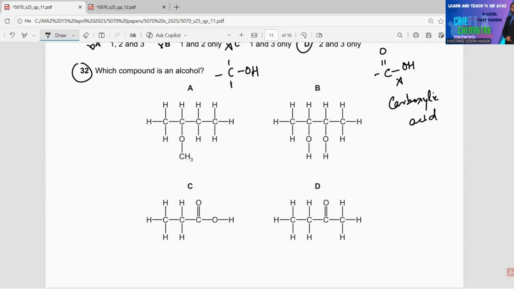So, where are we having OH? You see, we are having OH in B. This is OH, as well as in C. But C is carboxylic acid. D and A are also incorrect. So B must be the right answer in this case.